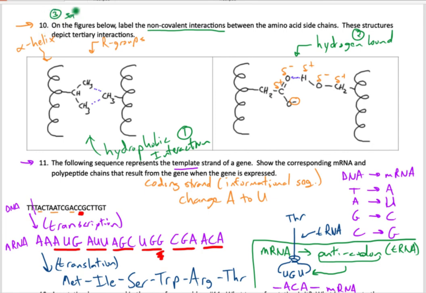Another one is a salt bridge. That's between ionic R groups. Another one is a hydrophilic interaction. This one is polar or charged amino acids on the exterior portion of the protein interacting with the water that's surrounding it. And then the 5th one here would be a disulfide bond.